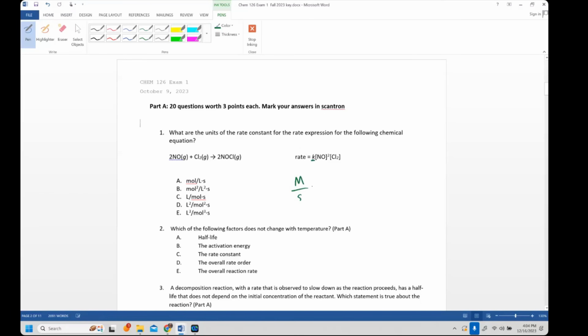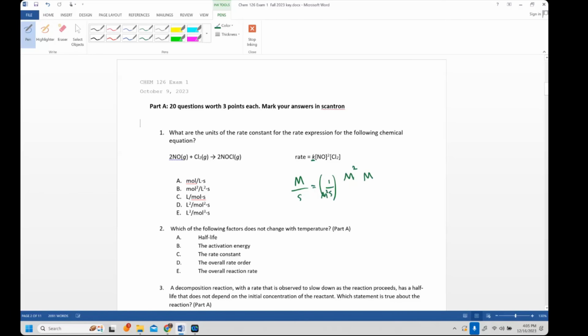So molar per second equals K, which I'll put as a blank parenthesis because we're going to figure that out, times whatever else we have here. NO squared is the concentration of NO squared, so molar squared. Then Cl2 is the concentration of Cl2, so molar again. So molar over seconds has to equal something times molar cubed. The only way to make this work is that it has to be over seconds, and since we have molar cubed, we need molar squared on the bottom, right?